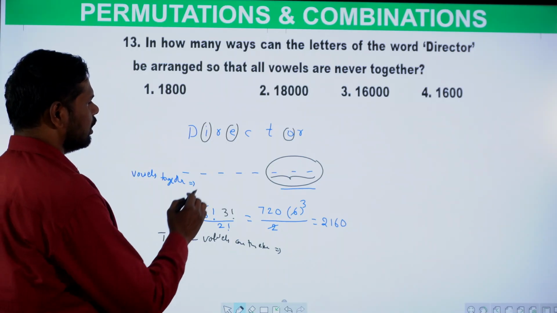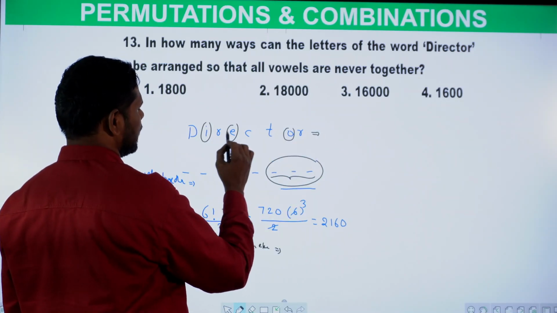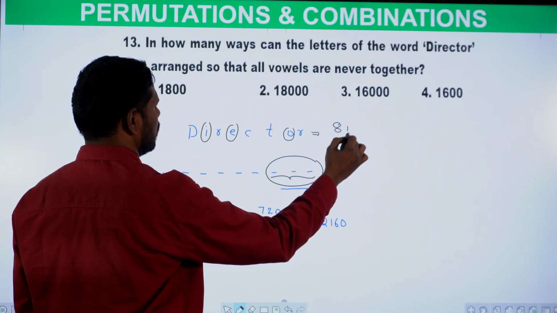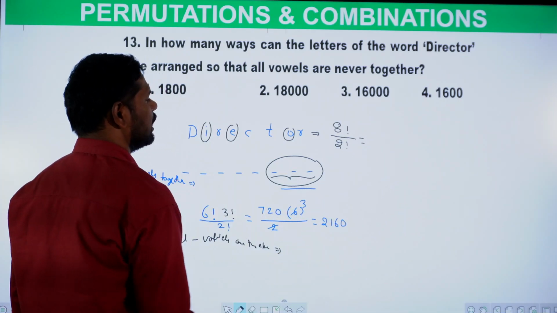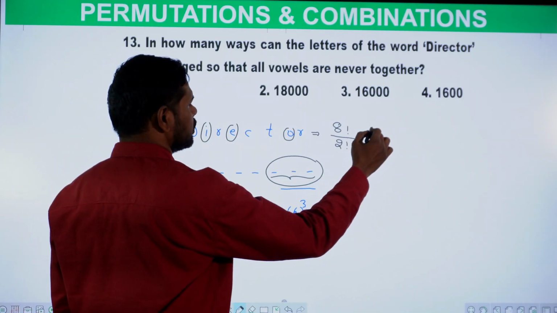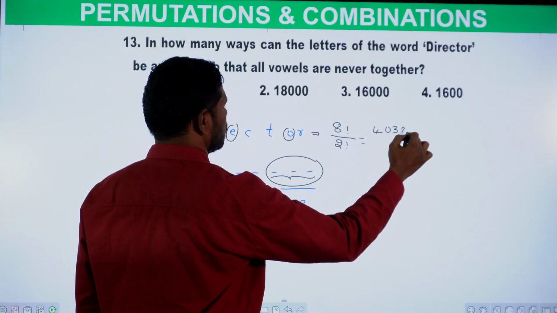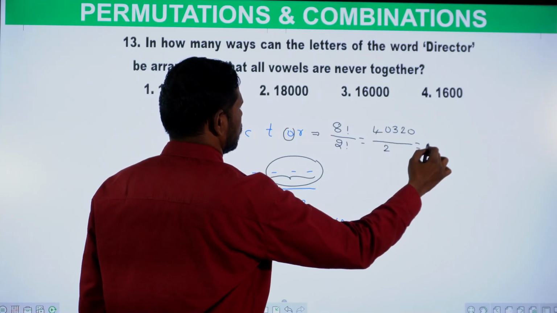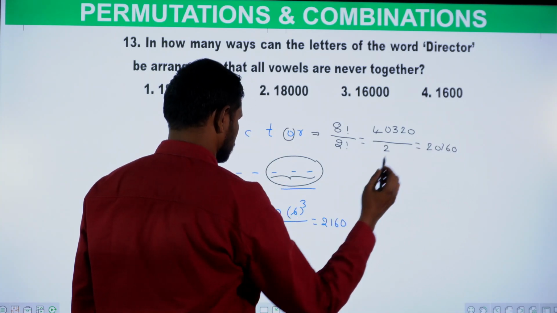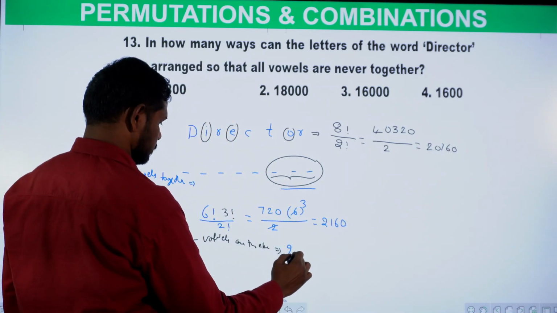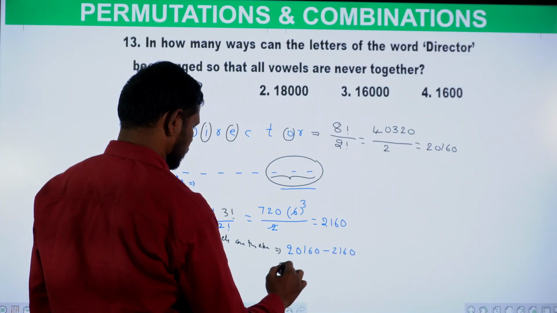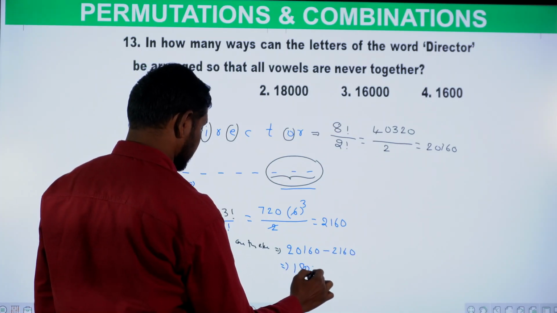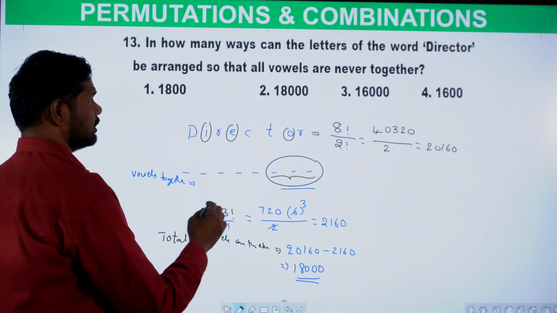Total: 8 letters can be arranged in 8 factorial, and 2 R's are repeated, that's why divided by 2 factorial. 8 factorial is 40320, divided by 2 gives 20160. So you need to subtract 2160 from it, which is nothing but 18,000. This is the answer.